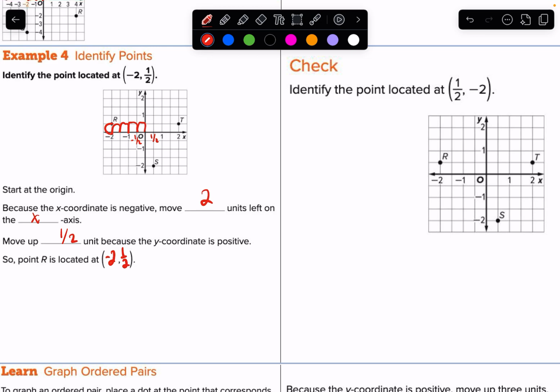Here's a check problem. You go ahead and try it. Let's identify the point. I mean, really, this should have been the point R. My bad. There's the answer. Okay, so let's identify the point. And we need point what? Is it R, T, or S that is located at 1/2, -2? Give it a pause, give it a try.